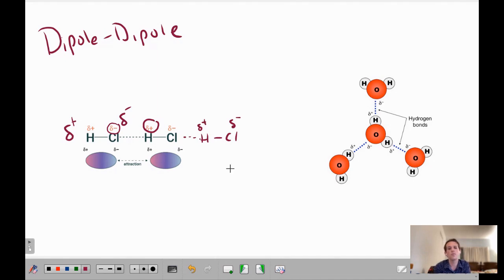That's when you kind of got like a nonpolar molecule off to the side, and the polarity can actually pull electrons to one side. Not going to go too much into that today. Now, it's like a special edition of dipole-dipole, and those are called hydrogen bonds.